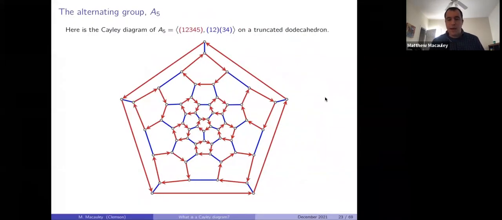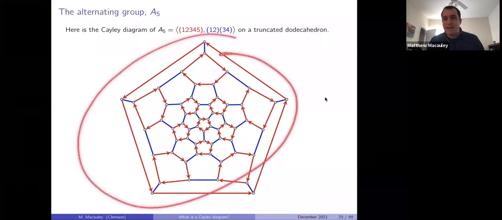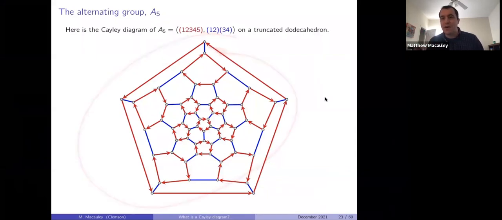So let me keep going. This is the alternating group A5. Doug Hofstadter, he's on the call, can you wave? He's got a bunch of really neat Cayley diagrams of A5 that he made years ago, which he sent me, and most of them I had never seen before.